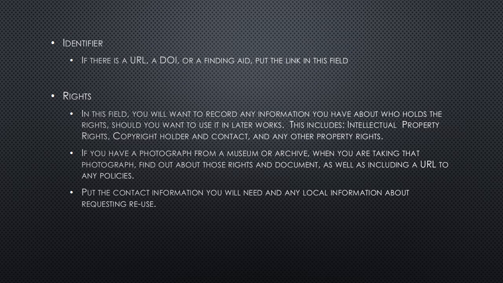And this would include intellectual property rights, copyright holder, contact information if you have it, and all other property rights situation. So if you have a photograph from a museum or an archive, when you are taking that photograph, find out about those rights and document them, as well as including a URL to any policies, as I had said before. Put the contact information you will need and any local information about requesting reuse. This is the kind of thing that is just a nightmare to reconstruct later and is so easy to organize in the moment. So do yourself a favor and try to gather all that at the time you're taking the pictures.